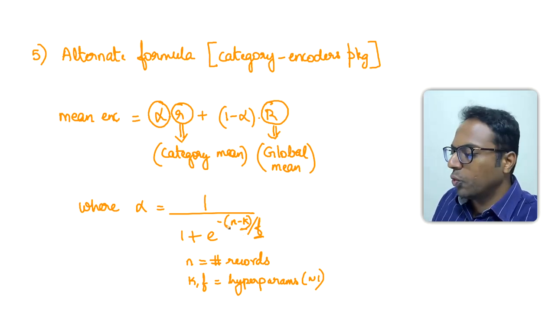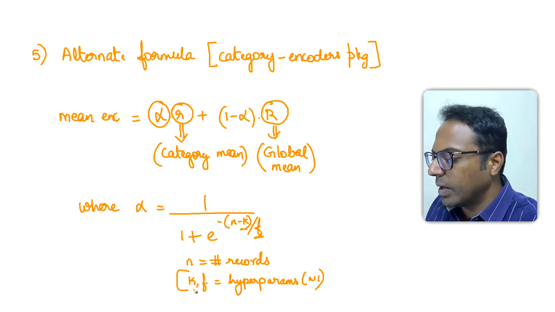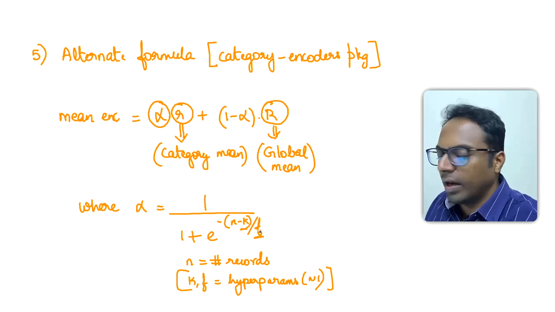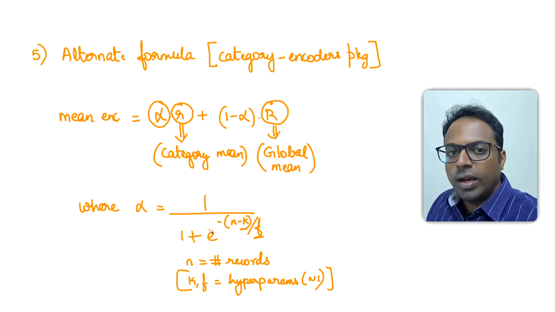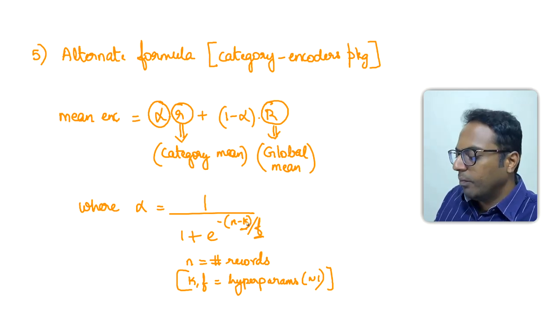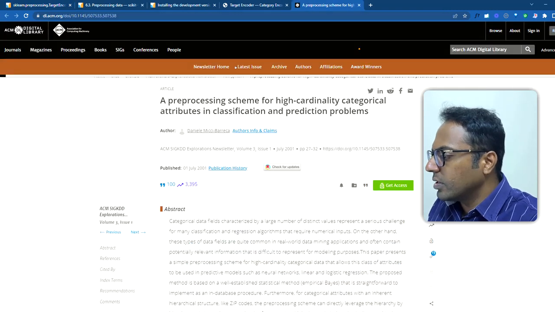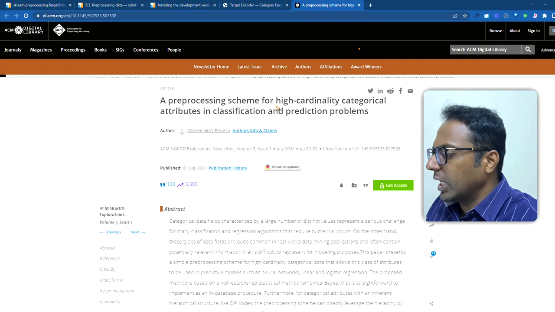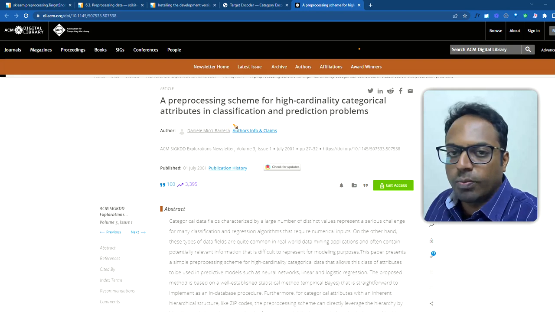I will leave a link so you can read more about these parameters and the details of their explanations. But if you're not sure, you can simply keep both k and f as 1 and use this formula. Alternately, you can let the algorithm decide the values of k and f based on this particular paper that I'm going to link here: a pre-processing scheme for high cardinality categorical attributes in classification prediction problems.